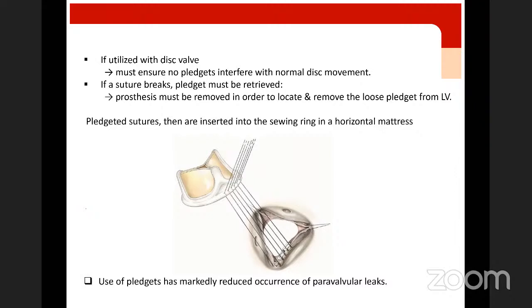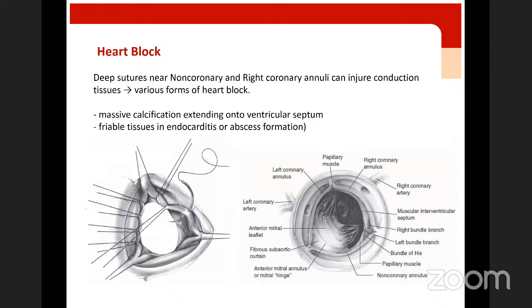Heart block is another bad complication that can happen with deeply placed sutures near the non-coronary and the right coronary annulus, as we saw in the previous slides. This can injure the conduction system, leading to various forms of heart block, as you can see here in the diagram. These deep bites can hit the conduction apparatus.